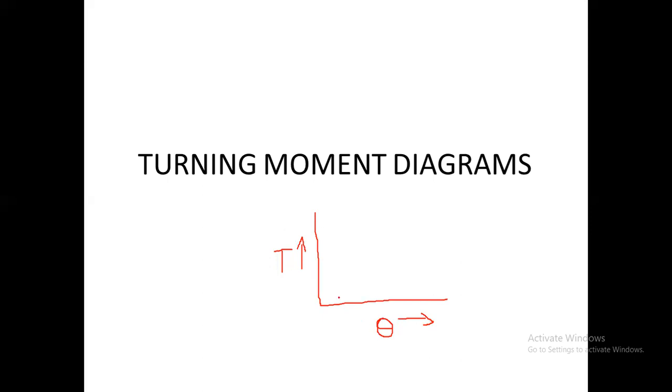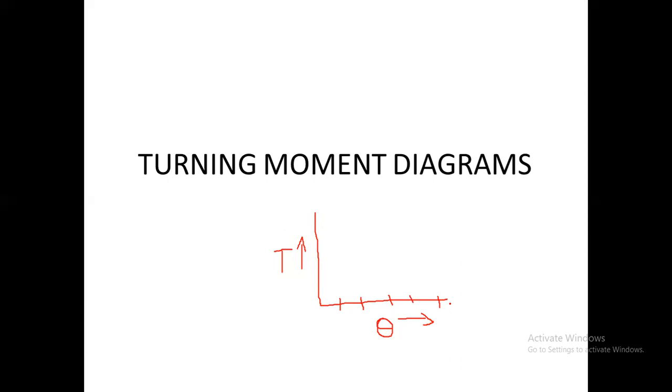This graph is drawn for various positions of the crank, starting from 0 to 360 degrees or 720 degrees. So what is a turning moment diagram? It is a graphical representation of torque versus crank angle for the various positions of the crank.